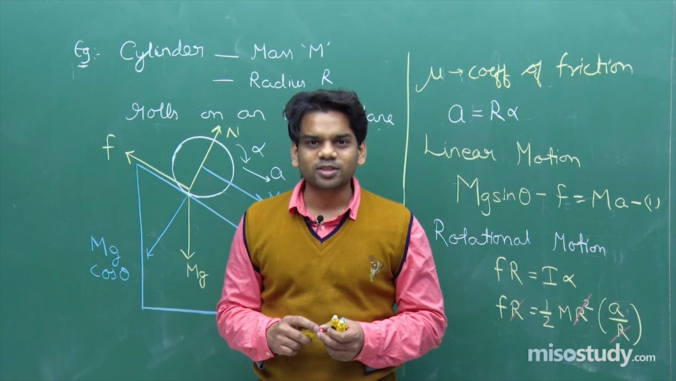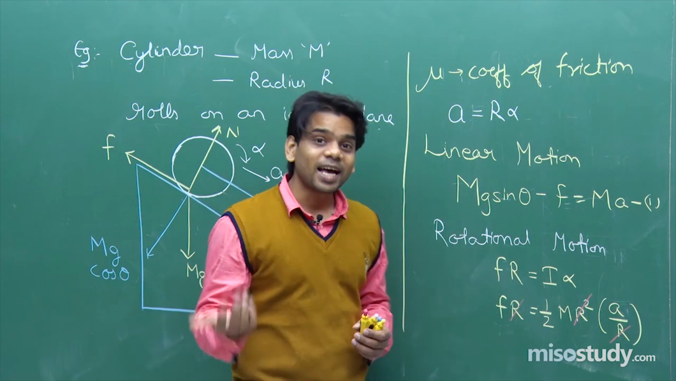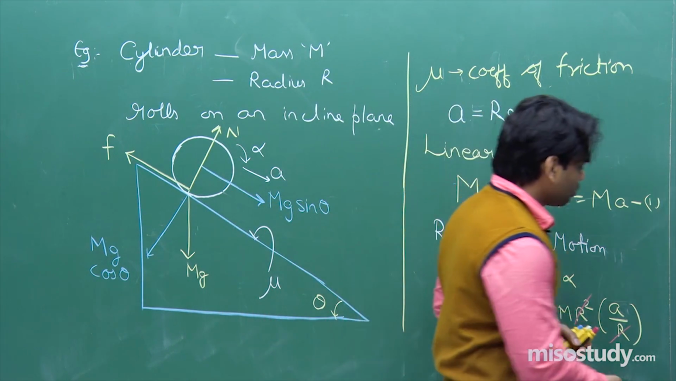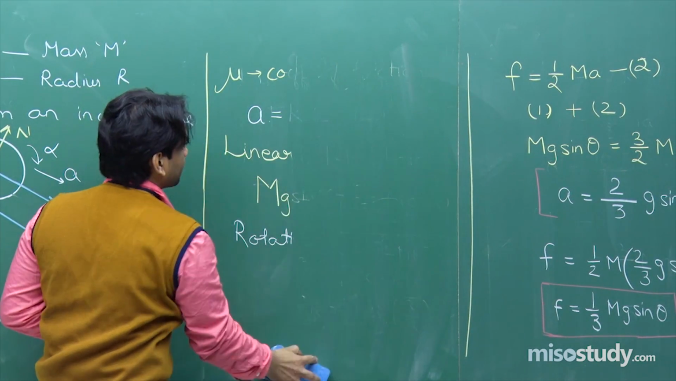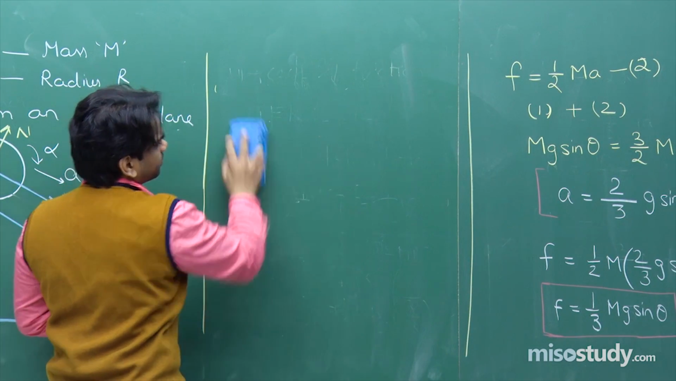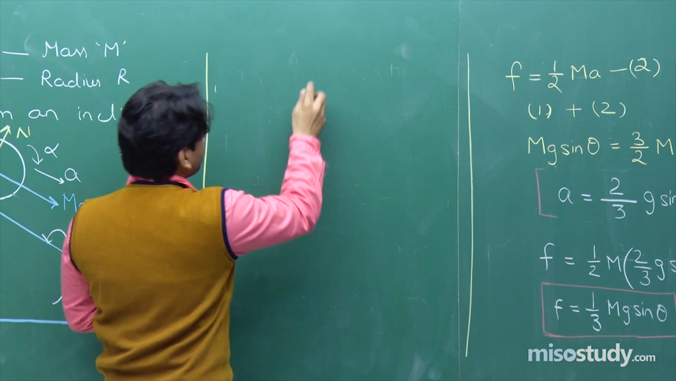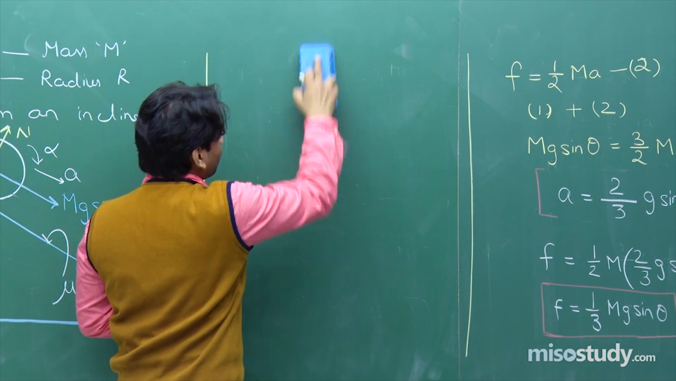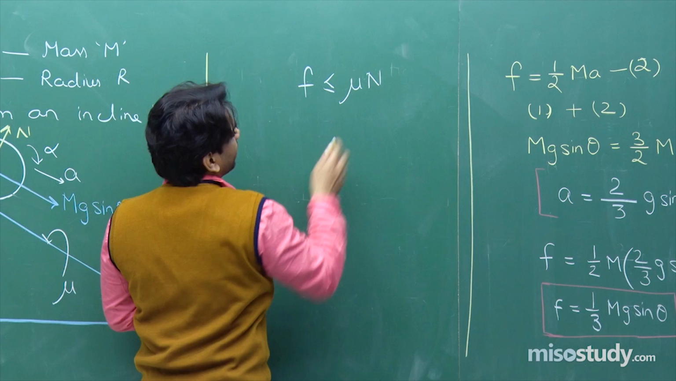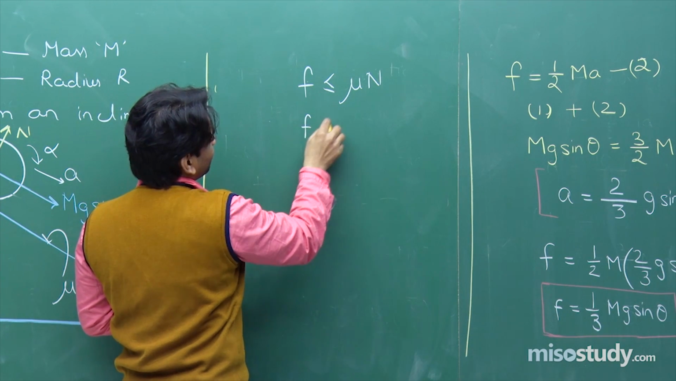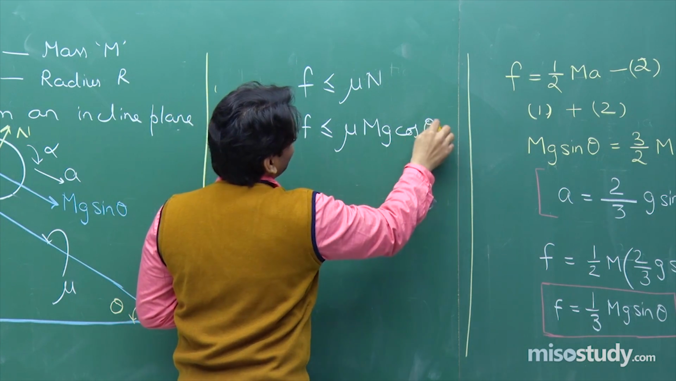Now one more thing, friction force is developed due to the roughness of the surface, and it has got a limiting value, that is mu into N. N will be equal to mg cos theta. So we know friction force has to be less than mu into N. We got the value of friction force, we got the value of acceleration, and we know friction force should be less than or equal to mu into N. Substituting N as mg cos theta, we get f is less than or equal to mu mg cos theta.